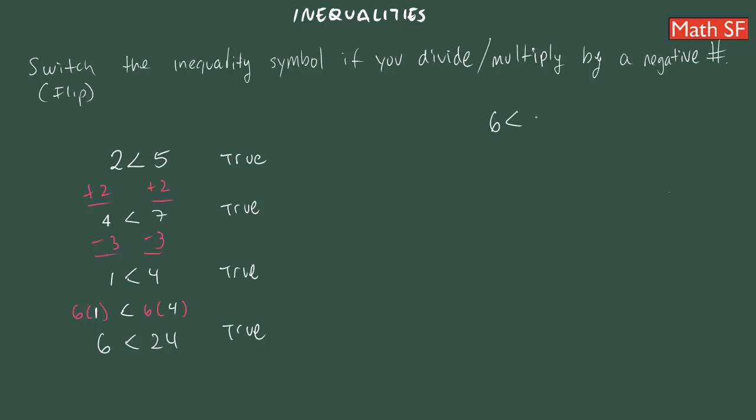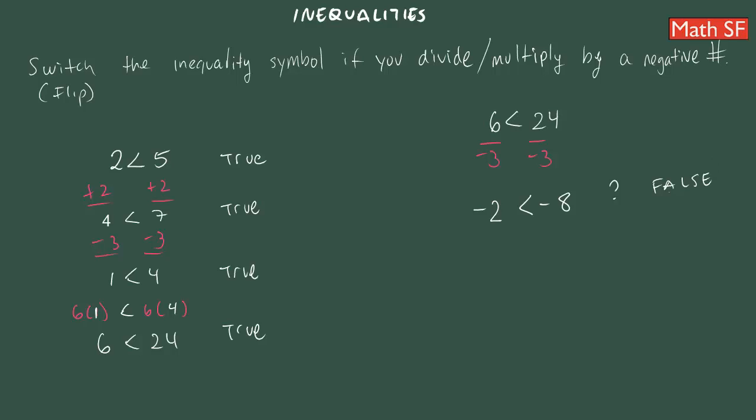We keep our same example, 6 less than 24. Now let's divide it by negative 3. Divided by negative 3, and we will obtain negative 2 less than negative 8. Is negative 2 less than negative 8? No, that's false, and we want to keep our statement being true.